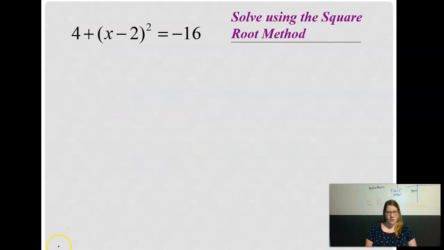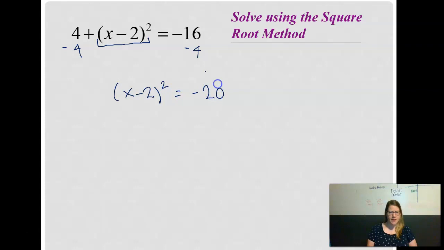All right, so on this one, we have a 4 plus out front. We still want to get this squared term all by itself first. This 4 is added on, so in order to undo add 4, we're going to subtract 4 from both sides. So I have x minus 2 squared equals negative 20. So now I'm going to take the square root to get rid of that squared, but notice this side has a negative under the square root.